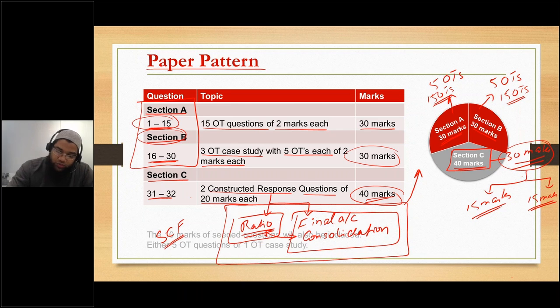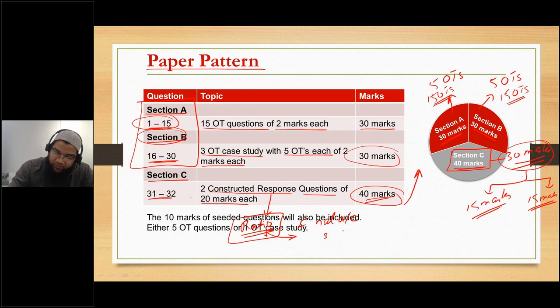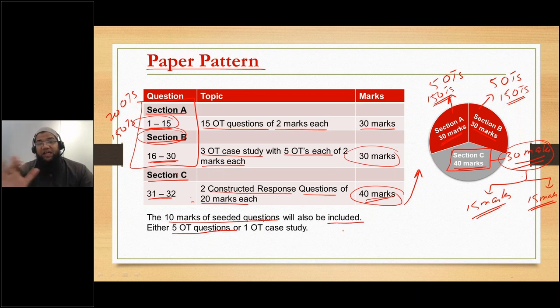Now you would be aware of the seeded question that will be there in the exam as well. Now what is a seeded question? That 10 marks of seeded questions will be included either in the form of 5 OTs in Section A, which means Section A will become 20 OTs, Section B 15 OTs, but out of these 20, only 15 will be marked and 5 will not be marked, which will be called seeded questions. The questions are there, but they are not going to be marked.